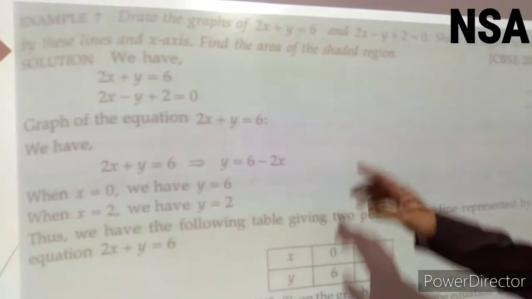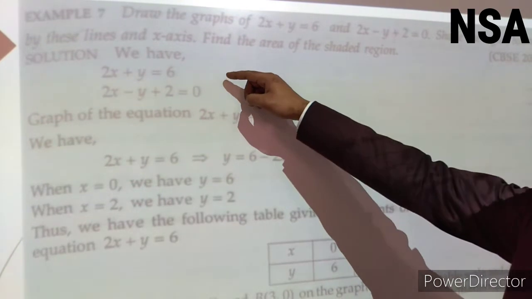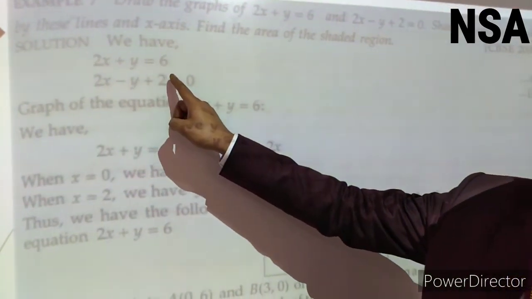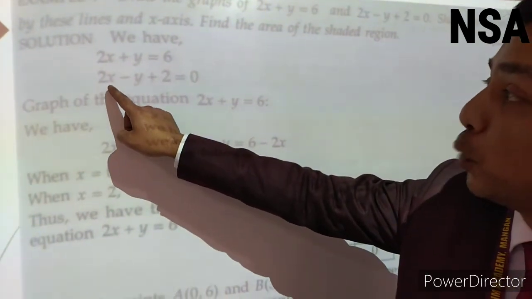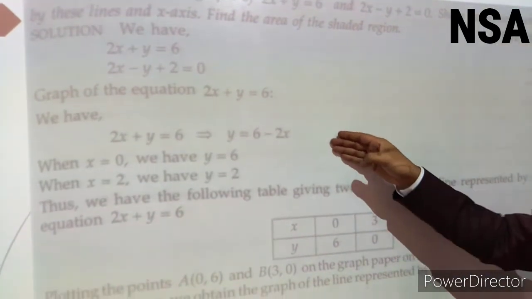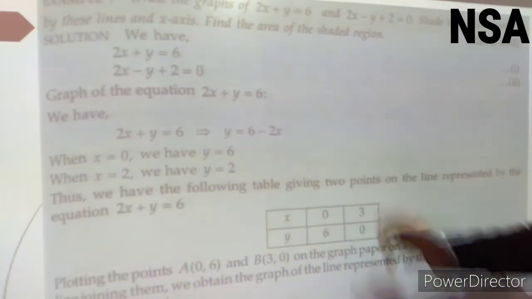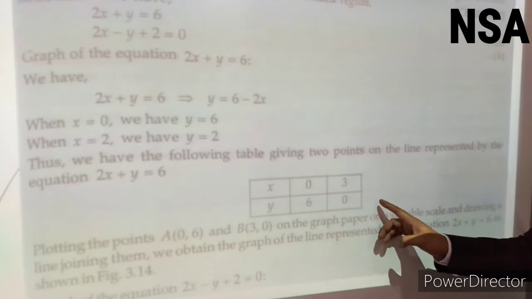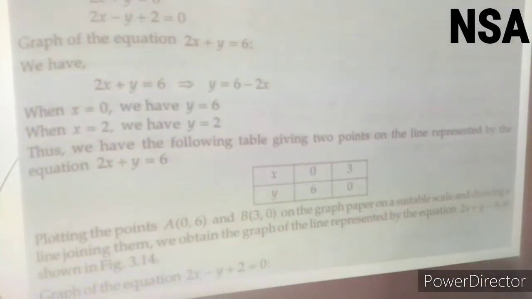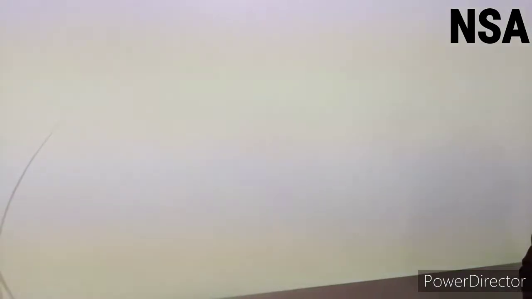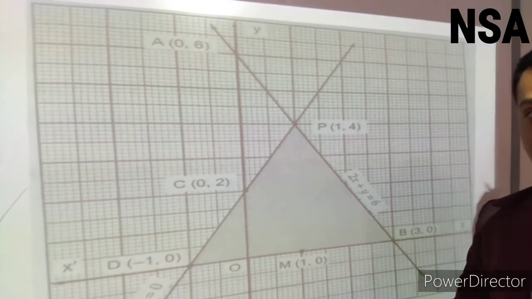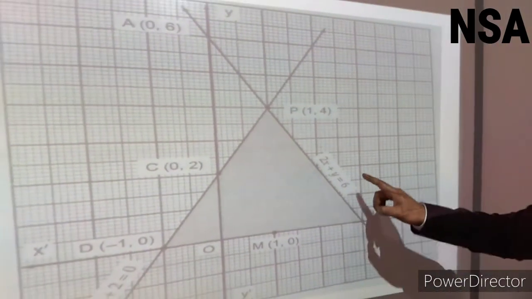So in order to find the area, I have taken an example of two linear equations. The first equation is 2x plus y equals 6 and the other one is 2x minus y plus 2 equals 0. Here, as you can see, this is the way by which you can find the solution and this is the solution. In this example, we have only found two solutions. Once you have found the solution, then you need to find the solution for the second equation. Once it is done, you need to plot it on the graph.